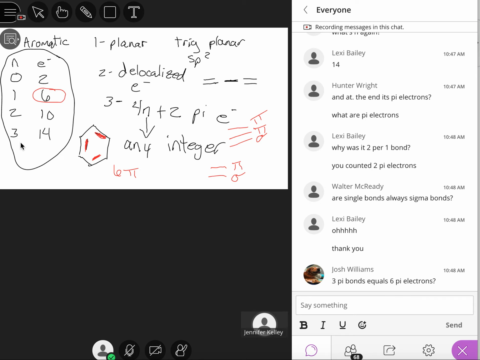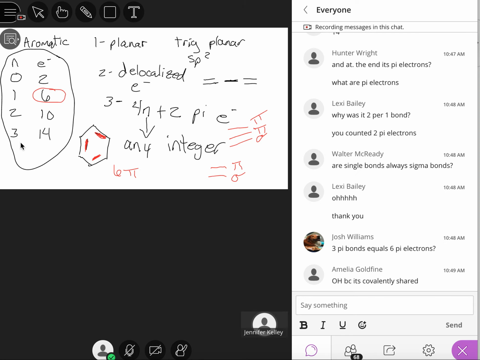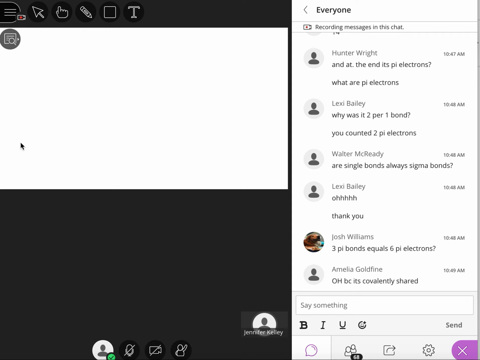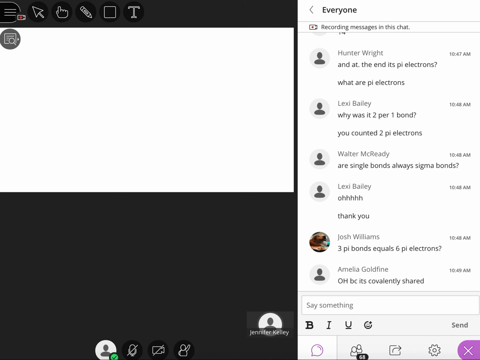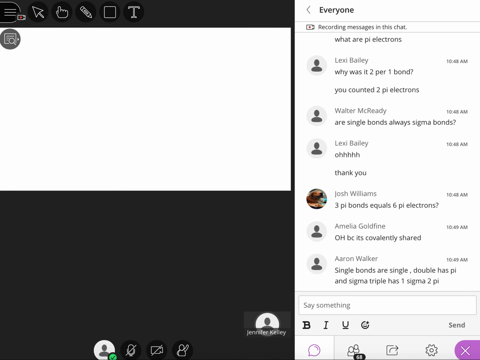All right. Correct. Covalently shared. All right. So there are three more that I kind of want to go over. I'm going to combine 12, 13, 14, and 15 just to kind of be able to get to 16 and possibly 17. Sigma bonds are single. Double has pi and sigma. Absolutely, that is correct.